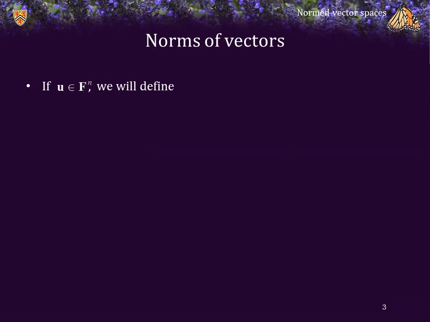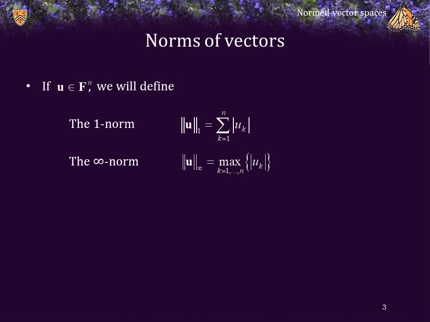Alright, if u is any vector in F to the n, F being either the reals or the complex, you'll recall that the 2 norm was defined as the square root of the sum of the squares of the absolute values of the entries. Now we'll define the 1 norm. The 1 norm, denoted with a subscript 1, is simply the sum of the absolute values of the entries. The infinity norm is the maximum of the absolute values of the entries.